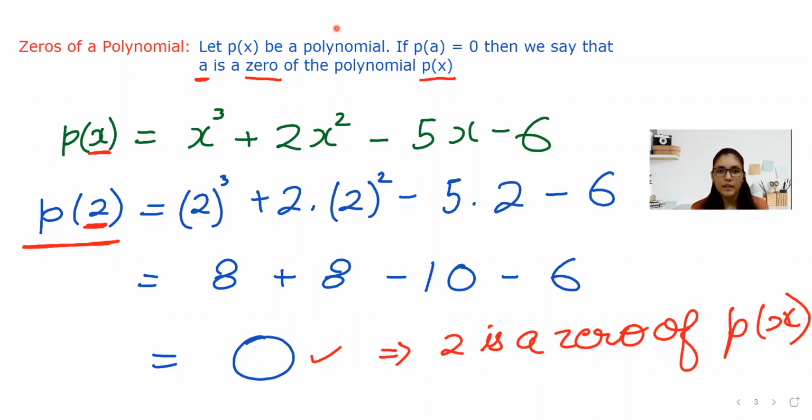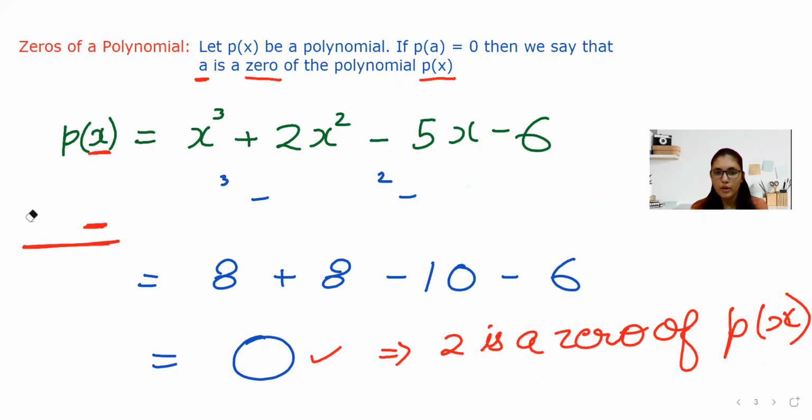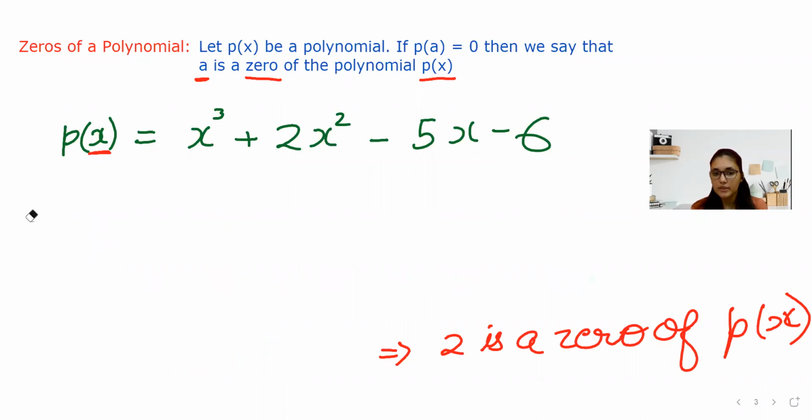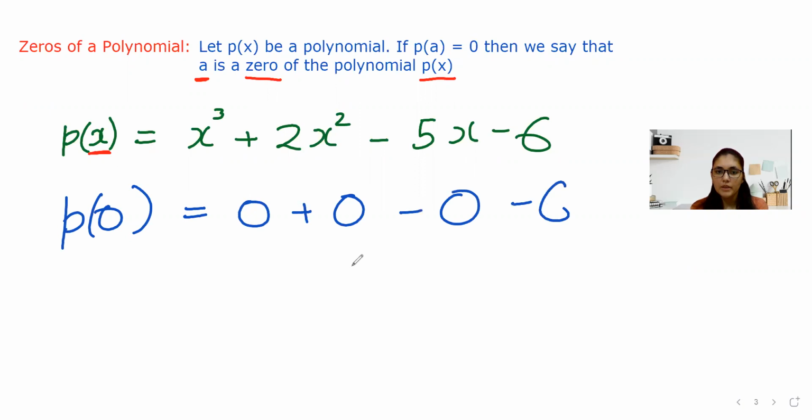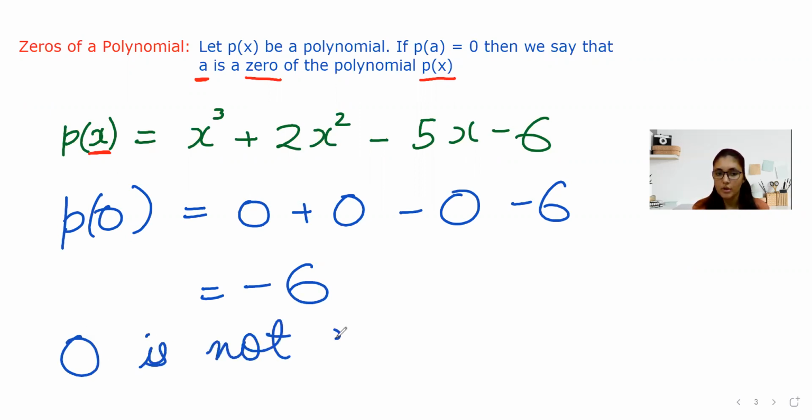So for example, in the same polynomial, let's check one more number and find out whether it will be a zero of the polynomial or not. So I will take some other number. For example, let's put 0. Let's calculate at 0. If I am putting 0, then here it will be 0, 0, 0, but the overall answer is -6. Okay, so 0 is not a zero of polynomial P(x).